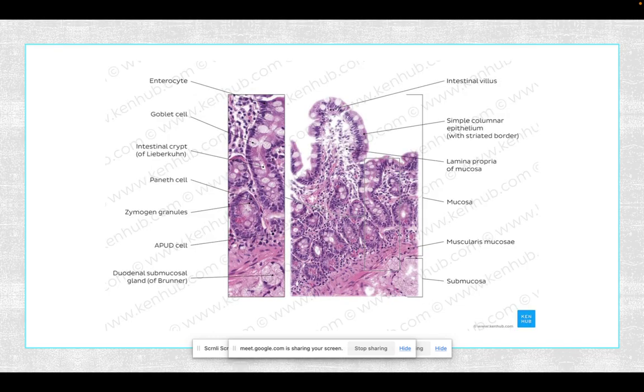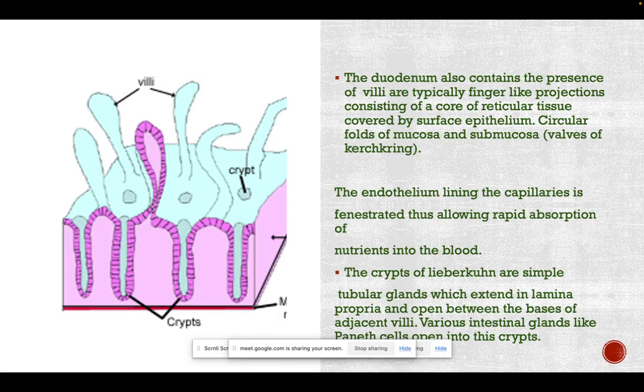Here we can see the presence of enterocytes, the simple columnar epithelial cells of duodenum, the intestinal crypt of Lieberkühn, Paneth cell, and the mucosa. So, the duodenum also contains villi, which are typically finger-like projections consisting of a core of reticular tissue covered by a surface epithelium. They increase the surface area of duodenum by several folds.